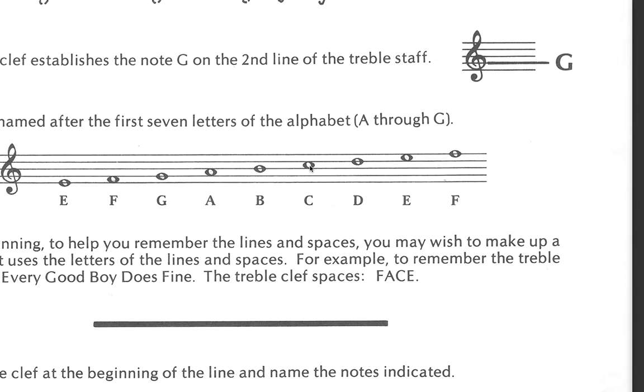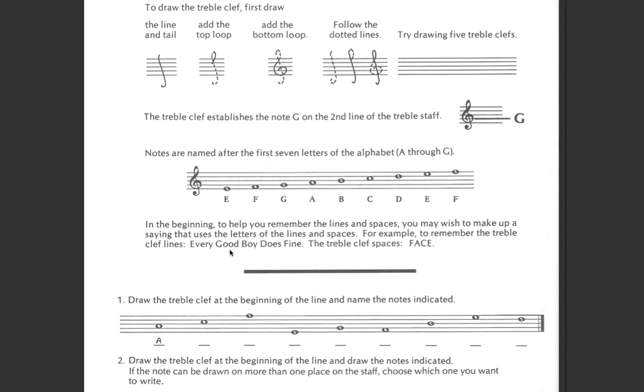All right? How about this line right here? That's going to be G. If you use your acronym, remember every good boy does fine. So that line was good. It's going to be G. All right? So those are lines in the spaces.